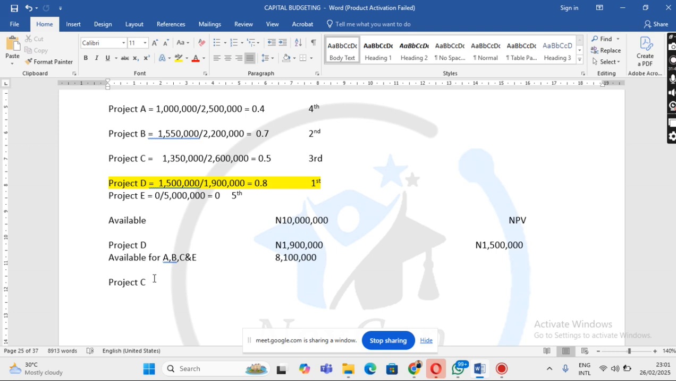Project C, right? So now, for project C, what do we need? We need 2.6. Is that not so? 2.6, class. Now, let's do a rough calculation. It will be more than 5 million. Quickly, project C, we need 2.6.